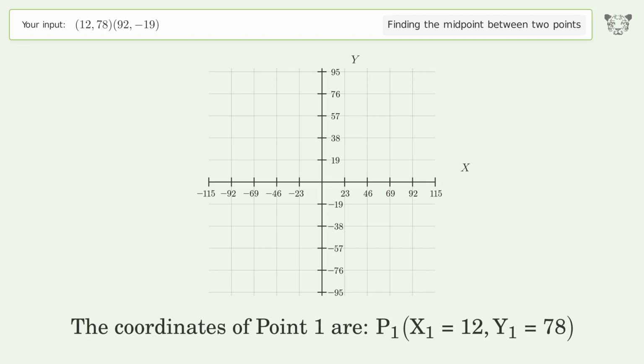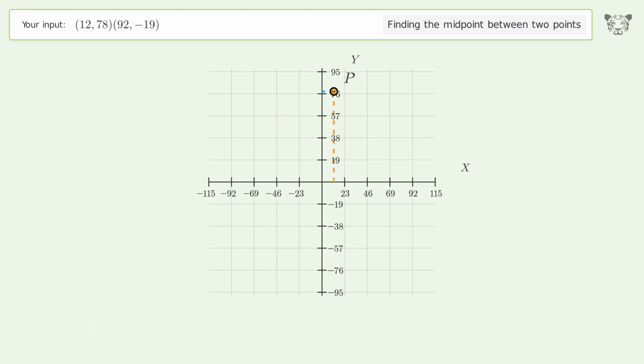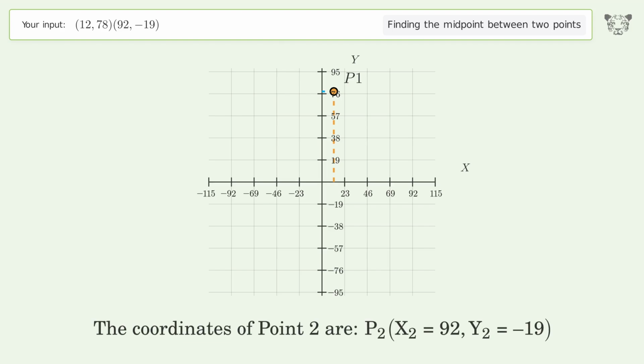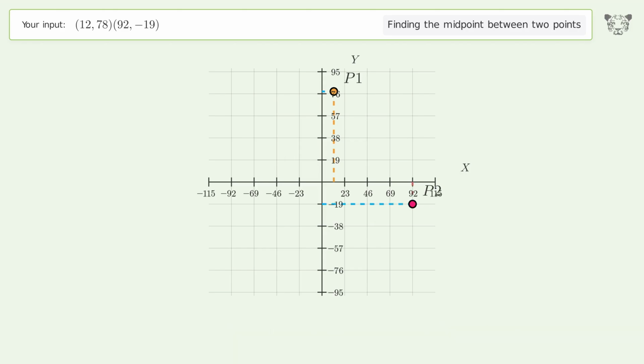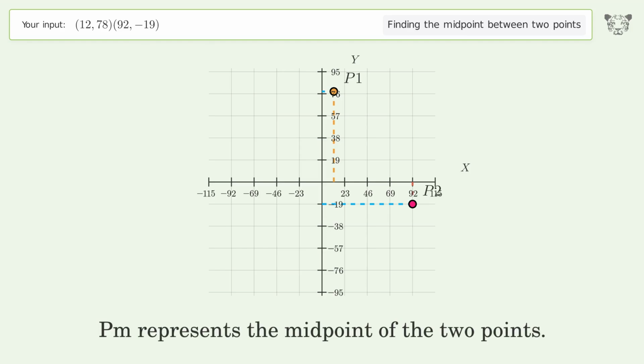The coordinates of point 1 are, x1 equals 12, y1 equals 78. The coordinates of point 2 are, x2 equals 92, y2 equals -19. PM represents the midpoint of the 2 points.